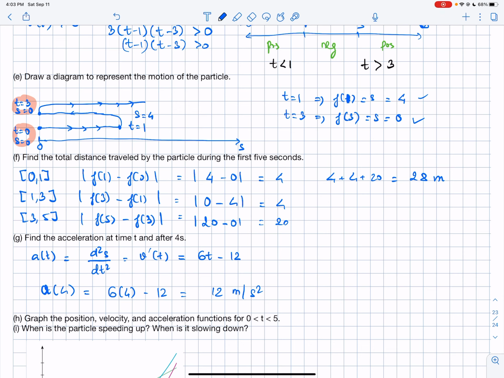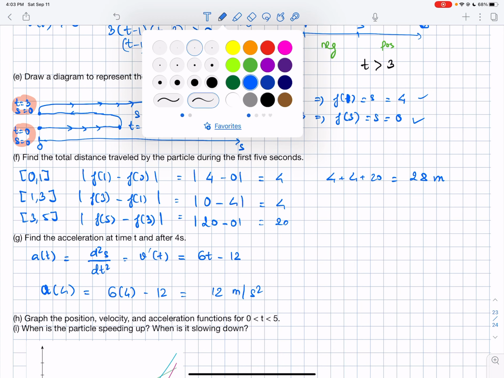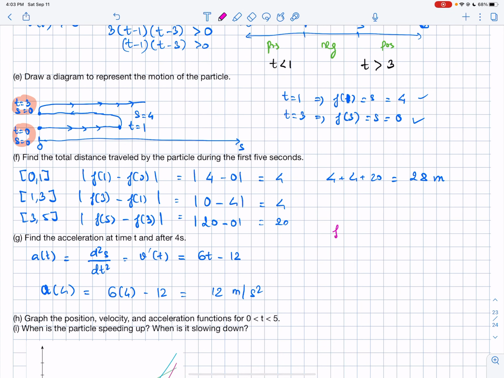Graph the position, the velocity, and the acceleration function for t between 0 and 5. What you need to do is just go to the technology and enter the function f, the function v, and the function a, right? So the function a is 6t minus 12. The function v is 3t squared minus 12t plus 9. And the function f of t is t cubed minus 6t squared plus 9t.